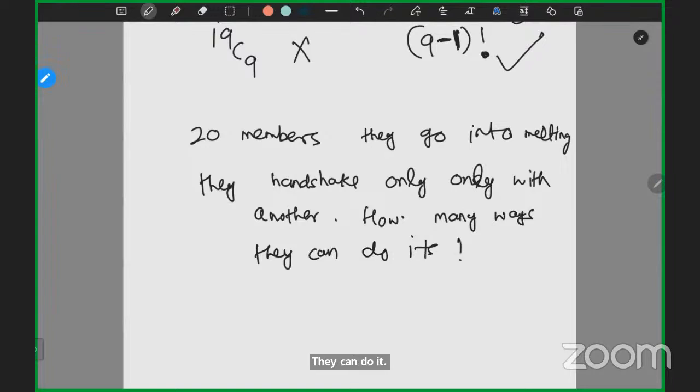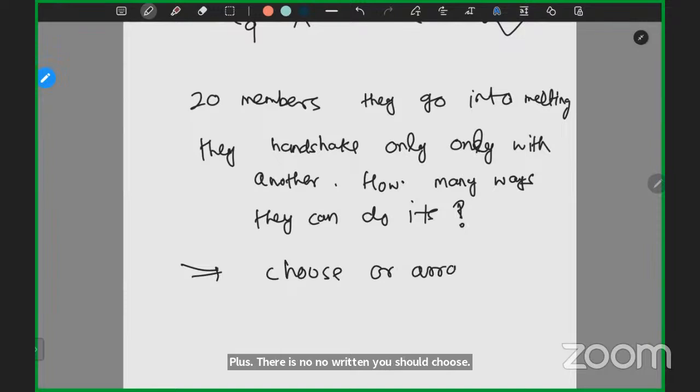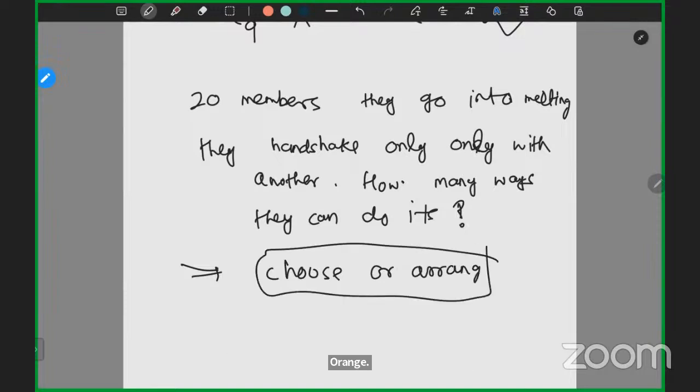Now see, what mistakes are possible is, first, nowhere is it written that you should choose or arrange or do both, choose and arrange.